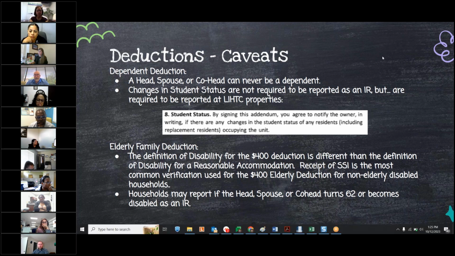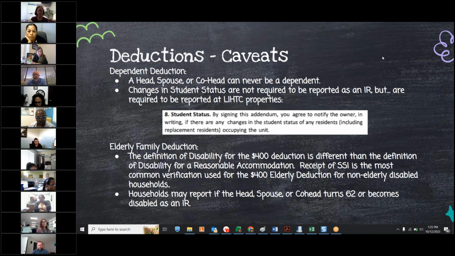So again, head, spouse, or co-head can never be a dependent. And it's important to note changes in student status are not required to be reported as an IR. I'll get to the second half of that in a second, but what that means is that if someone was a full-time student at annual, but they've since graduated, there's nothing requiring them to come in and report, hey, I'm no longer a student, for us to then take back that deduction.